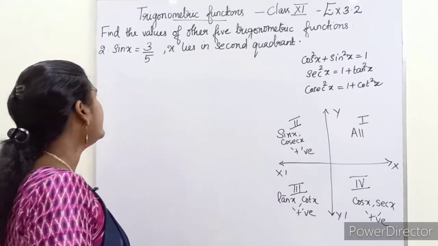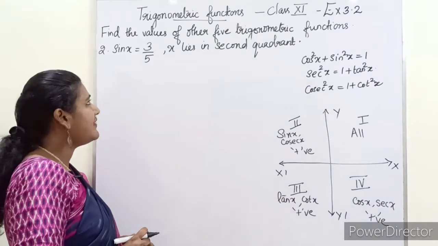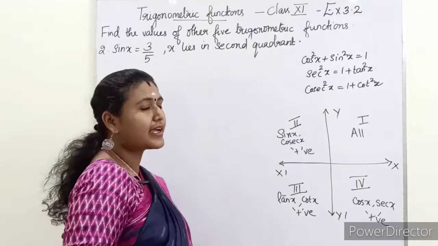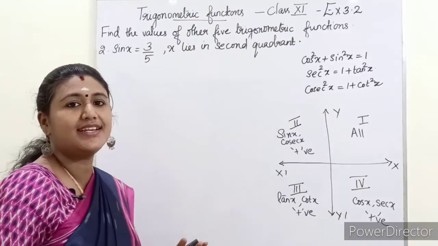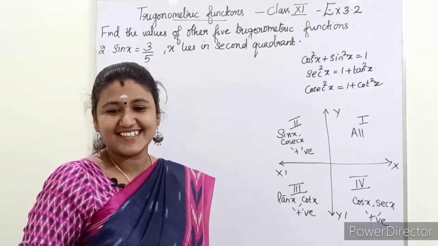So second question: sin x is equal to 3 by 5 and x lies in the second quadrant. So here we have the value of sin x. We have to find the other trigonometric functions.